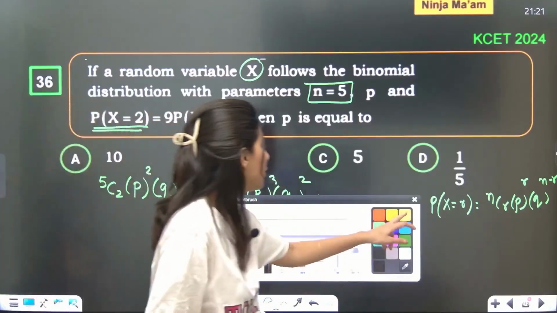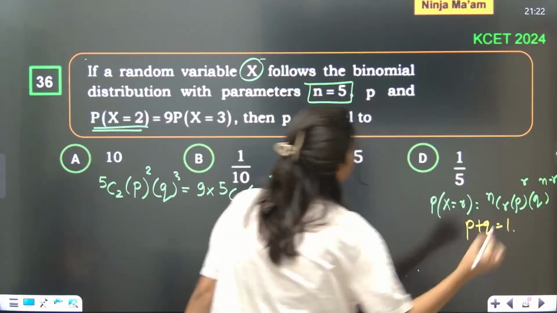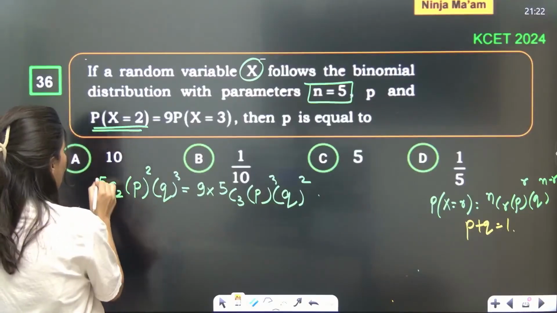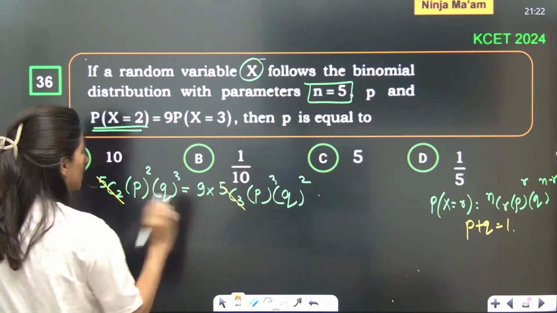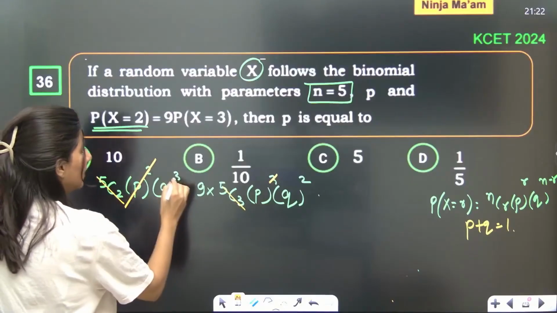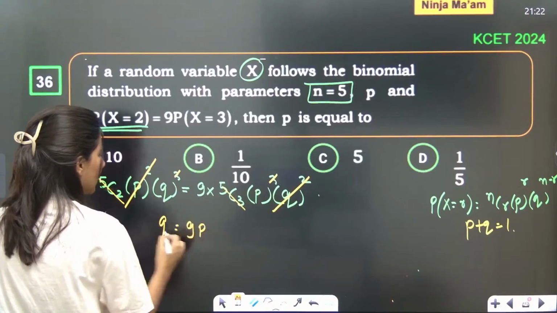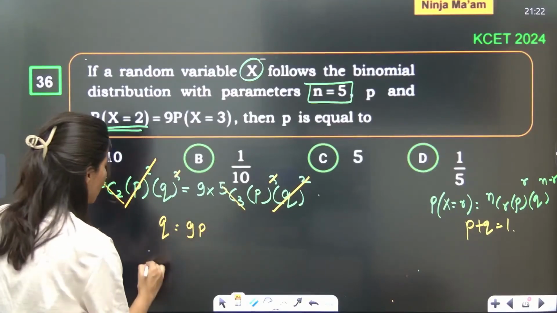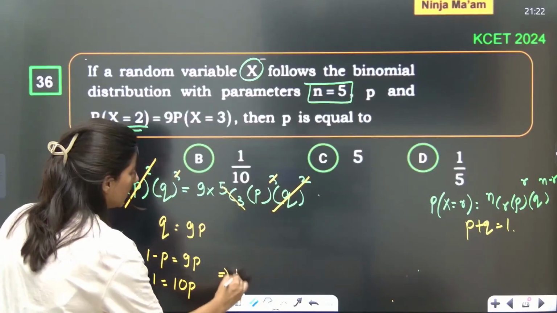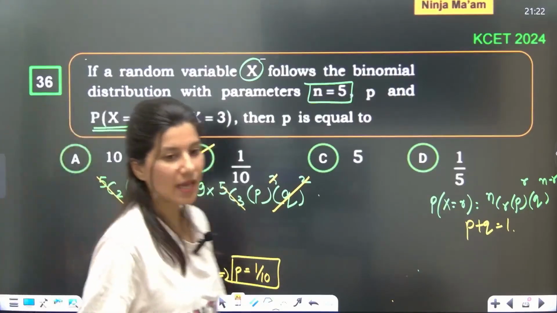And now they are talking about p. What is the value of p? Obviously p plus q, probability of success plus failure, will be 1. 5C2 and 5C3 are actually equal, if you notice. So let us cancel this out. First of all, p square is getting cancelled out with this, and q square is getting cancelled out with this. So q equals 9p. Now q is also equal to 1 minus p, which equals 9p. So 1 equals 10p. So p equals 1 upon 10. p is nothing but 1 by 10. Option B is absolutely right.